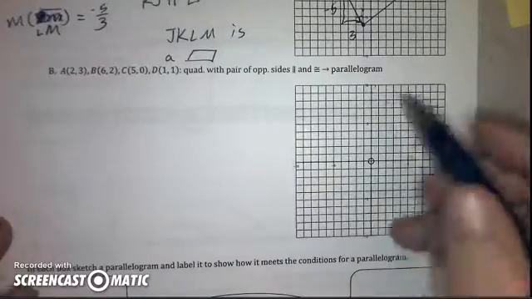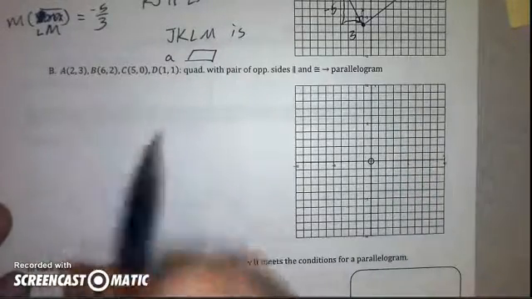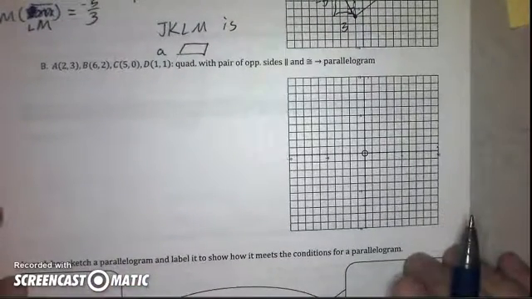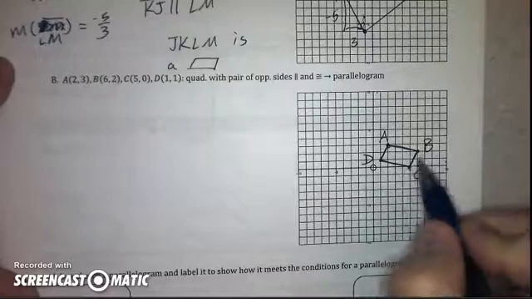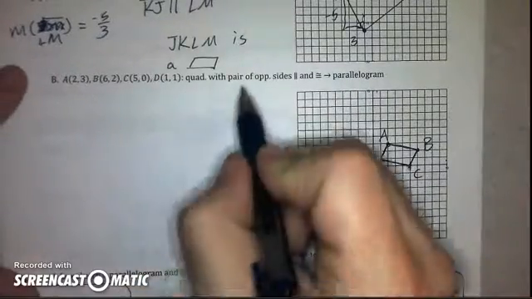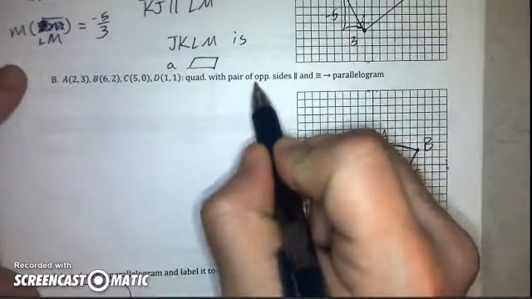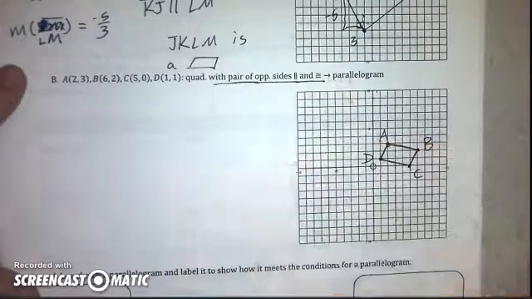All right, example B, we're going to do the same kind of thing we just did. I want you to plot points A, B, C, and D, and you should get a quadrilateral that looks like this. A, B, C, D. And we're going to prove that it's a parallelogram by looking at one pair of opposite sides that are parallel and congruent to show that it's a parallelogram.